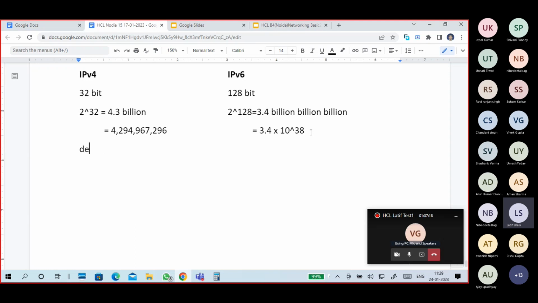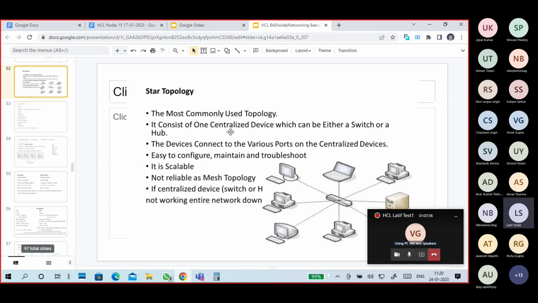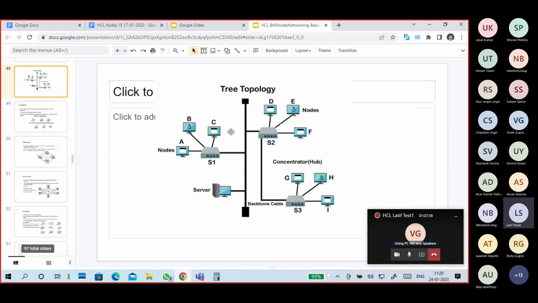IPv6 is actually represented in a hexadecimal format, not decimal. If anybody doesn't know what hexadecimal is, in the PPT I have written about hexadecimals also. Please try to get that one.